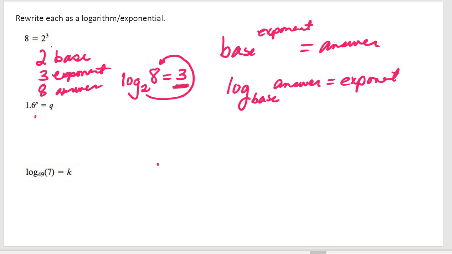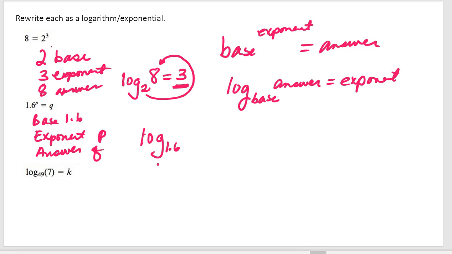Let's do the next one. So our base is 1.6. Our exponent is p, and our answer is q. So I can rewrite that as log. The base goes here, the answer goes here, and it's always equal to the exponent.